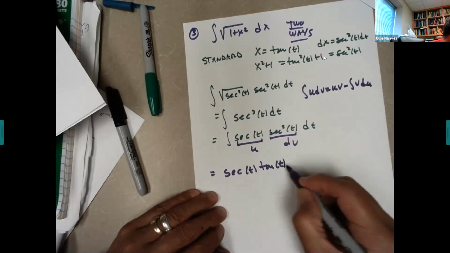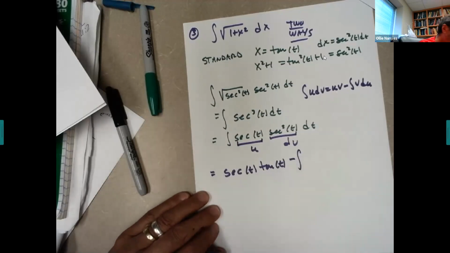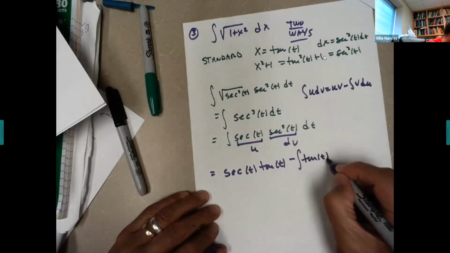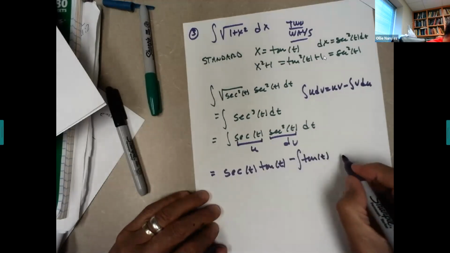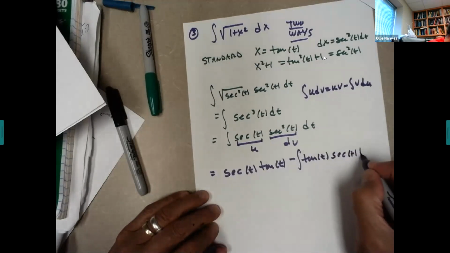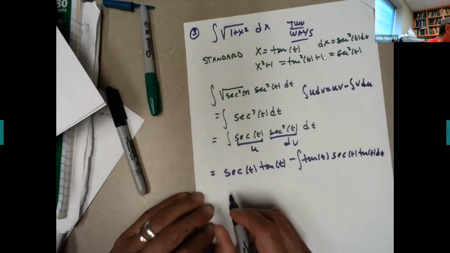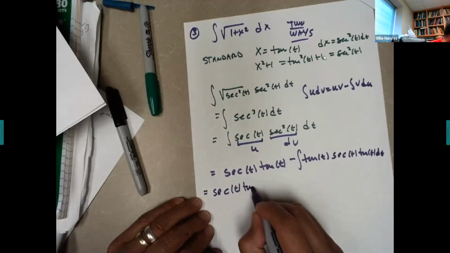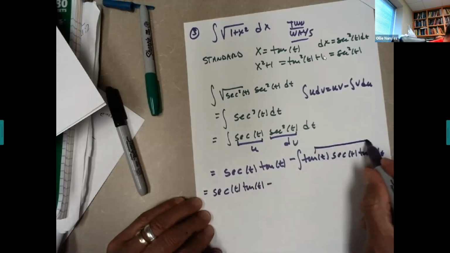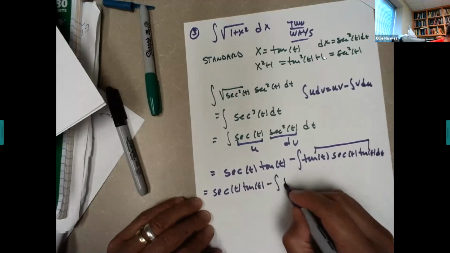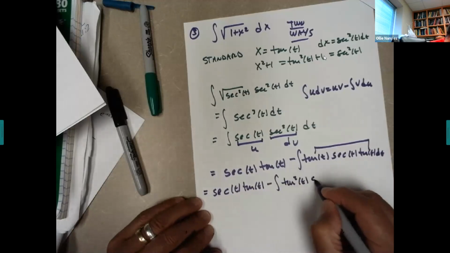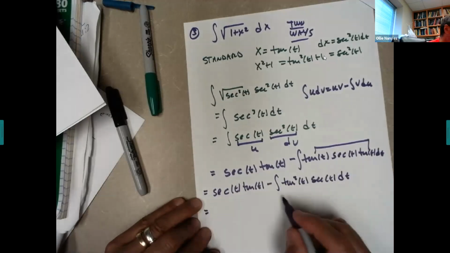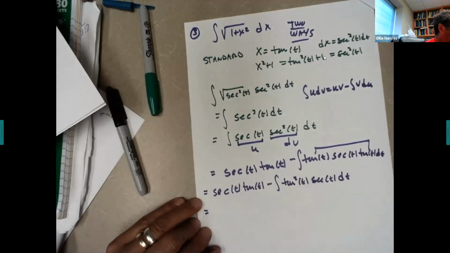tangent t minus the integral of v du. Excuse me, so v is tangent, and your du is secant tangent. Now this may look like a bad integral, but remember, there is a tangent squared here. So tangent squared we can rewrite as secant squared minus 1.